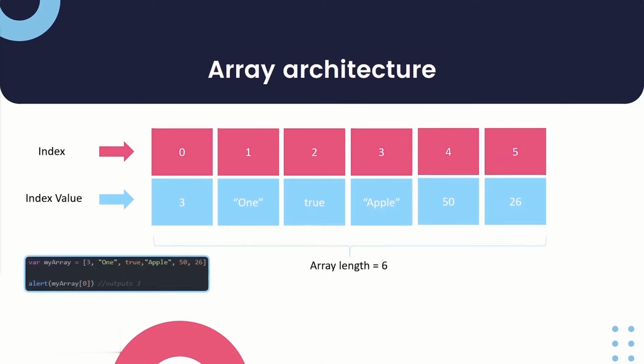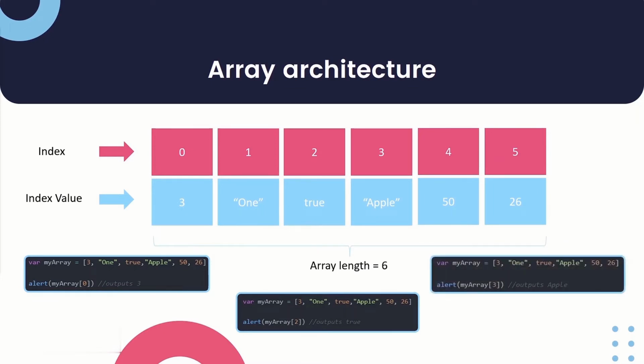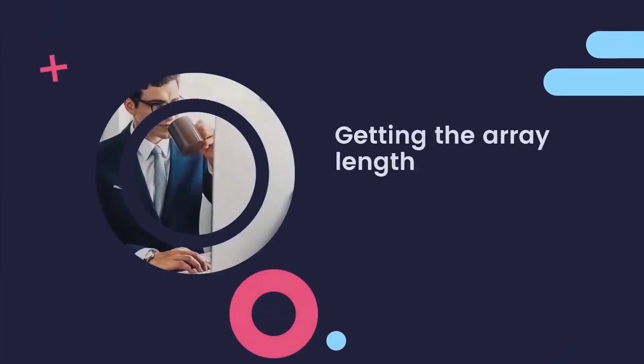And then if we had to map this array to code, this is essentially what we could get. So in the first example, we alert my array index 0, and this outputs the number 3. In our second example, we alert the index 2, and this simply outputs a Boolean value of true. And then lastly, we alert index number 3, and we get an output of apple, which is a string. Wonderful.